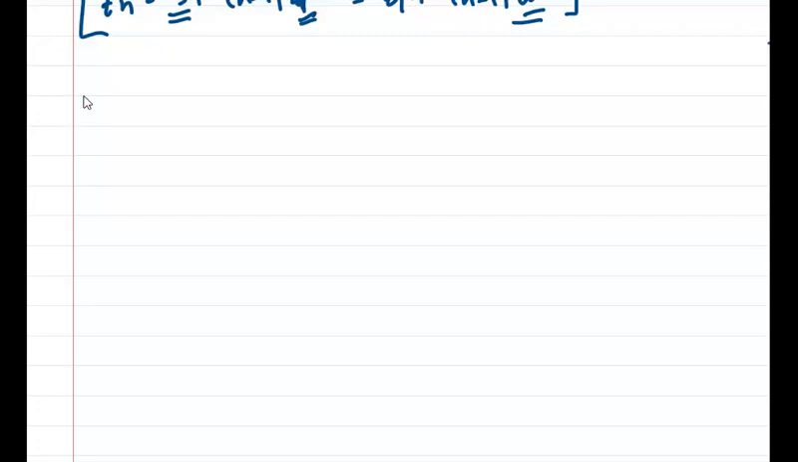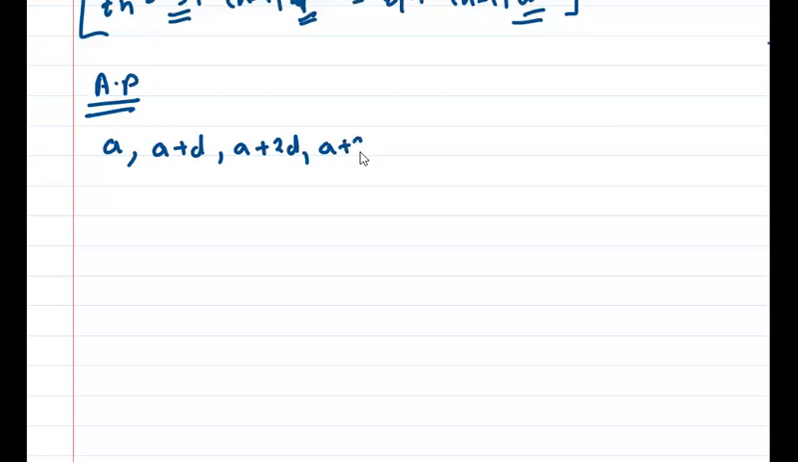So I can write it down like this. I'll just rewrite again. AP, the short form of arithmetic progression, is a kind of progression in which the sequence is such that there is a common difference. So the first term is a, second term is a plus d, third term is a plus 2d, right? Fourth term is a plus 3d, and so on.